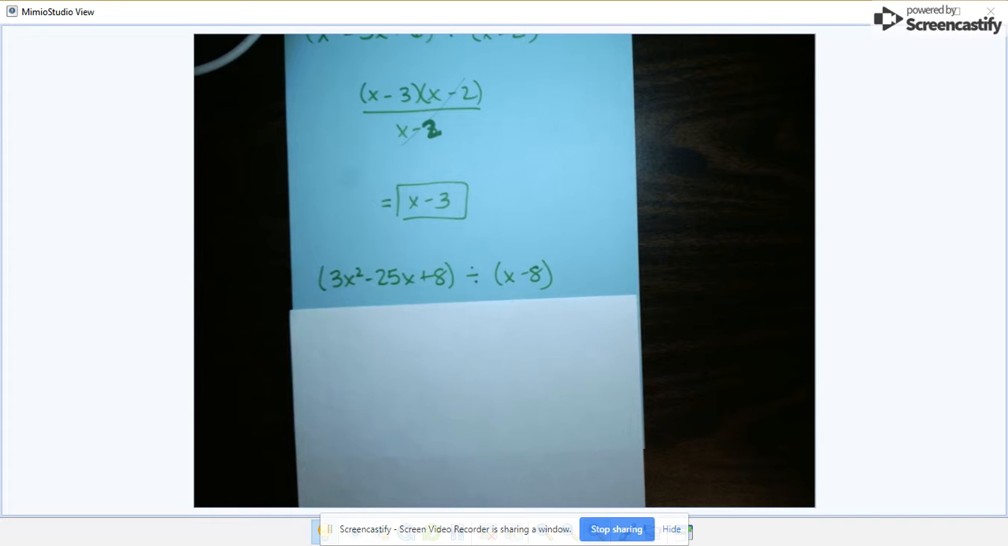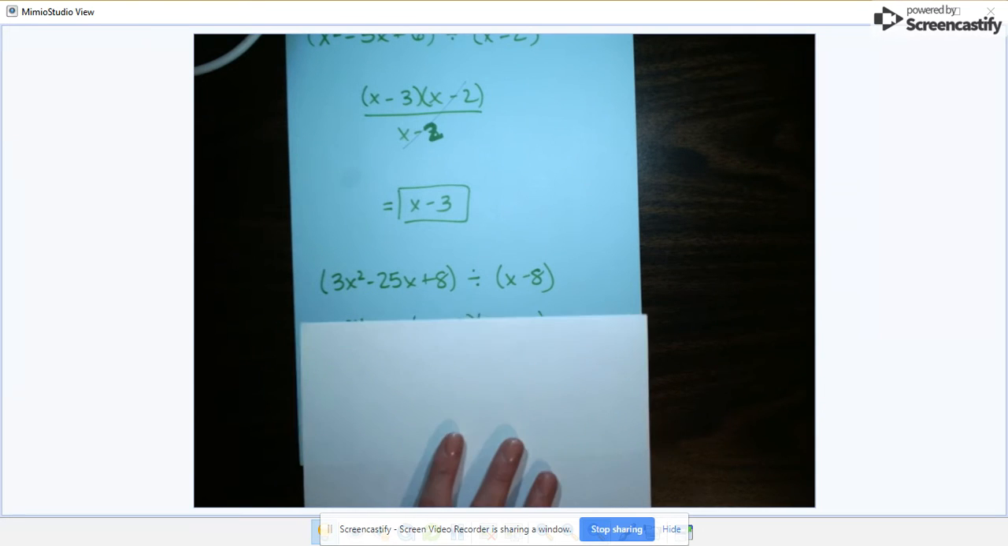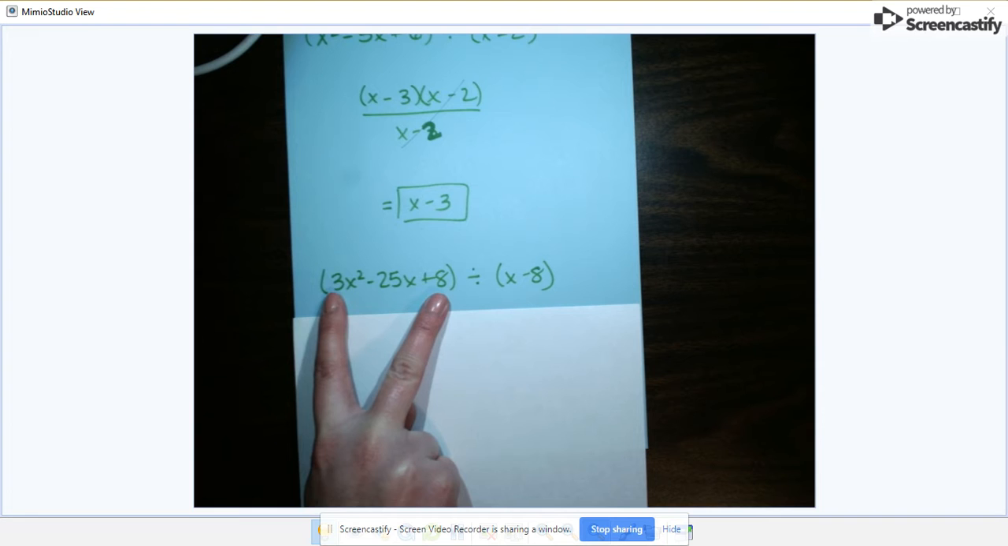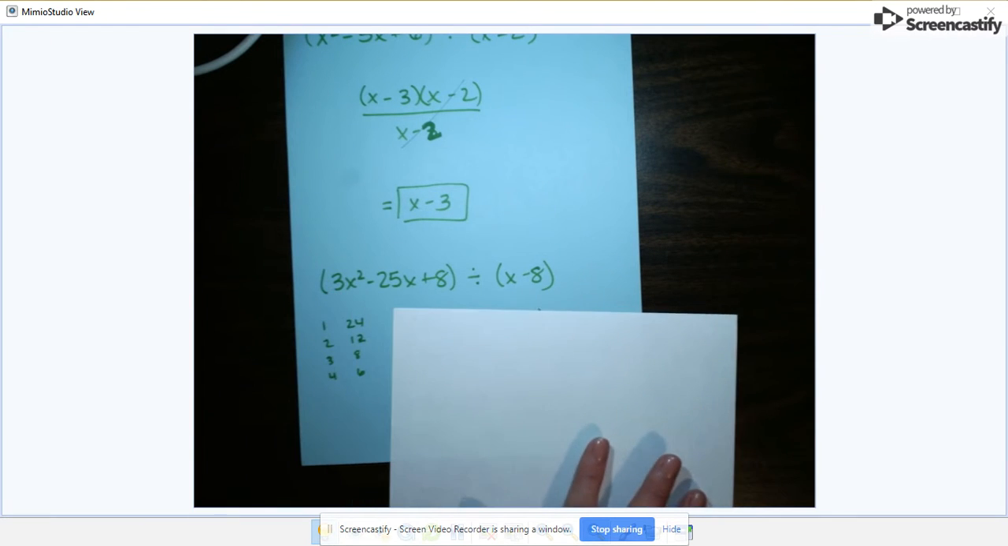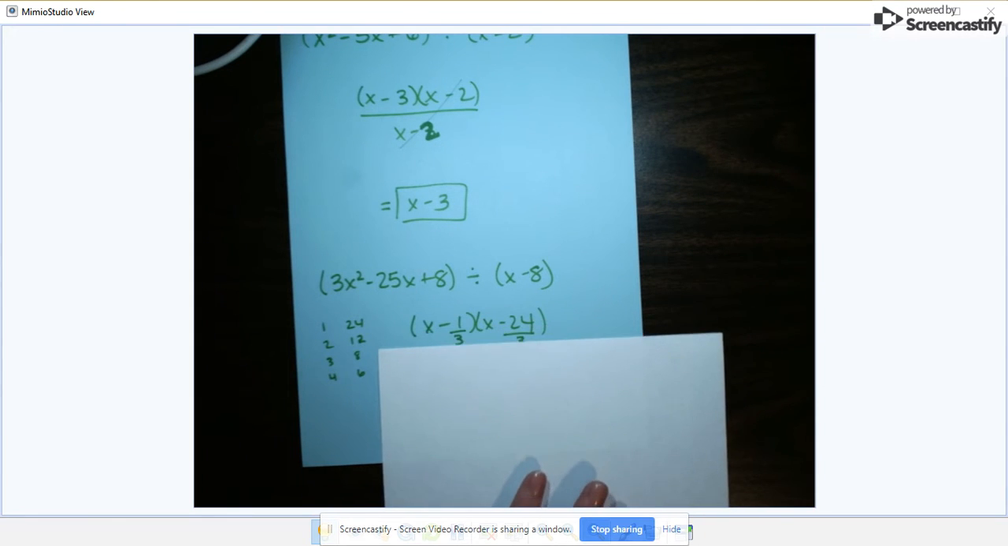Okay, one more example. Here we have a leading coefficient that is greater than 1, but I'm still going to write it as a fraction. Now I went ahead and multiplied my leading coefficient and my constant. So 3 times 8 gave me 24. I listed my factors of 24, and I'm asking myself, what adds to be 25? Well, that'd be 1 and 24. So I put that in the numerator. Okay, x minus 1, x minus 24.